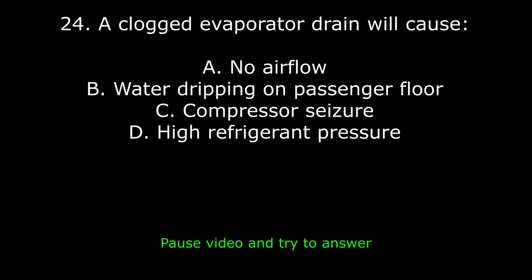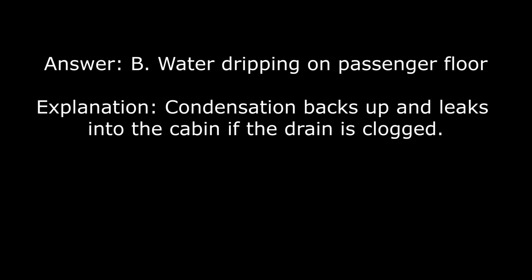24. A clogged evaporator drain will cause: A. No airflow. B. Water dripping on passenger floor. C. Compressor seizure. D. High refrigerant pressure. Answer: B. Water dripping on passenger floor. Explanation: condensation backs up and leaks into the cabin if the drain is clogged.